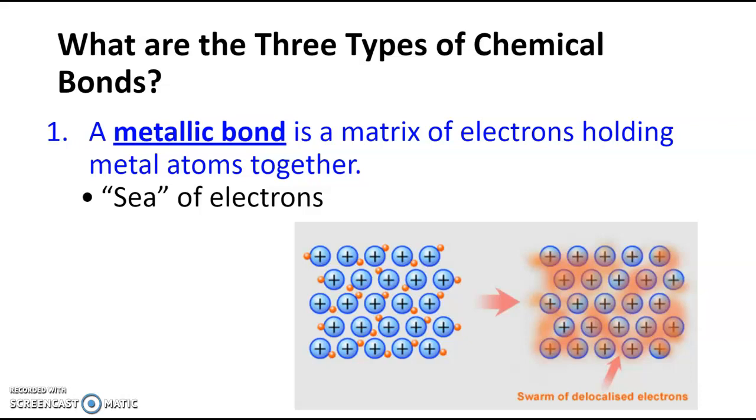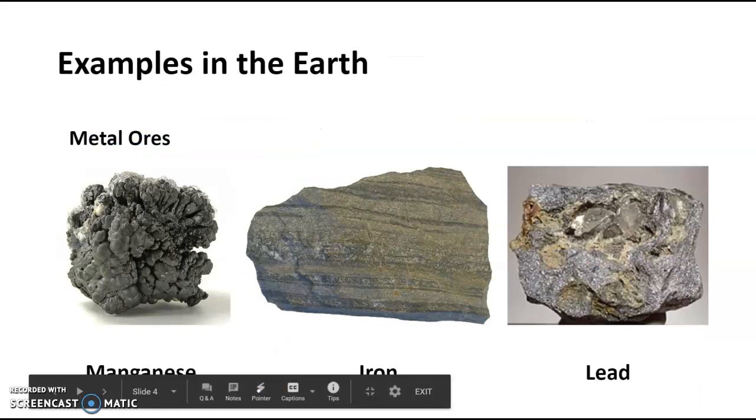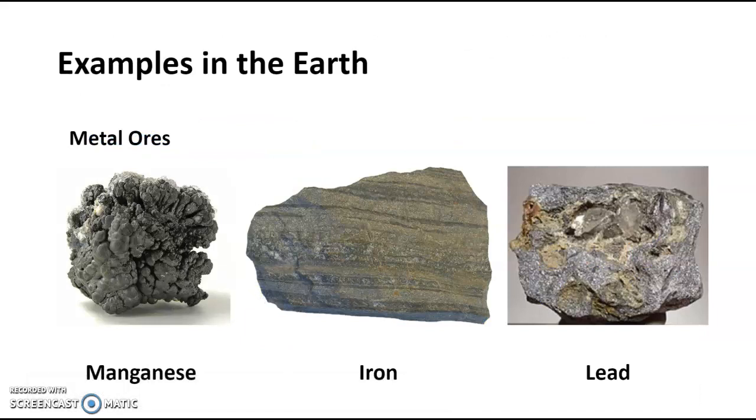So there's three types of chemical bonds. The simplest is the metallic bond, which is just a matrix of electrons holding a bunch of metal atoms together. We call this a sea of electrons. And this is really simple because all the electrons are just shared between all the different metal atoms. Some examples of this on the Earth include metal ores, so manganese, iron ore, lead, all of those naturally occurring metals have metallic bonds in them.